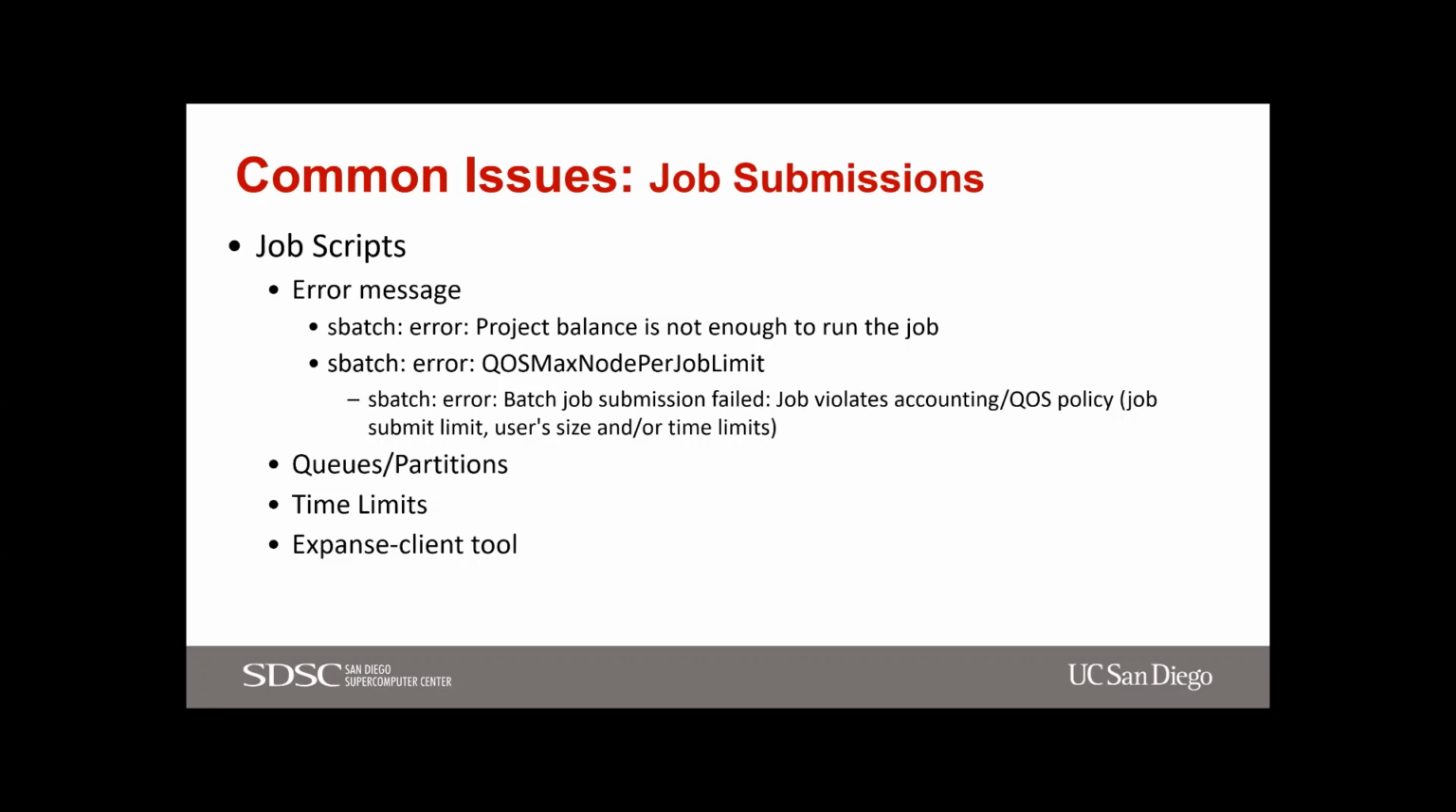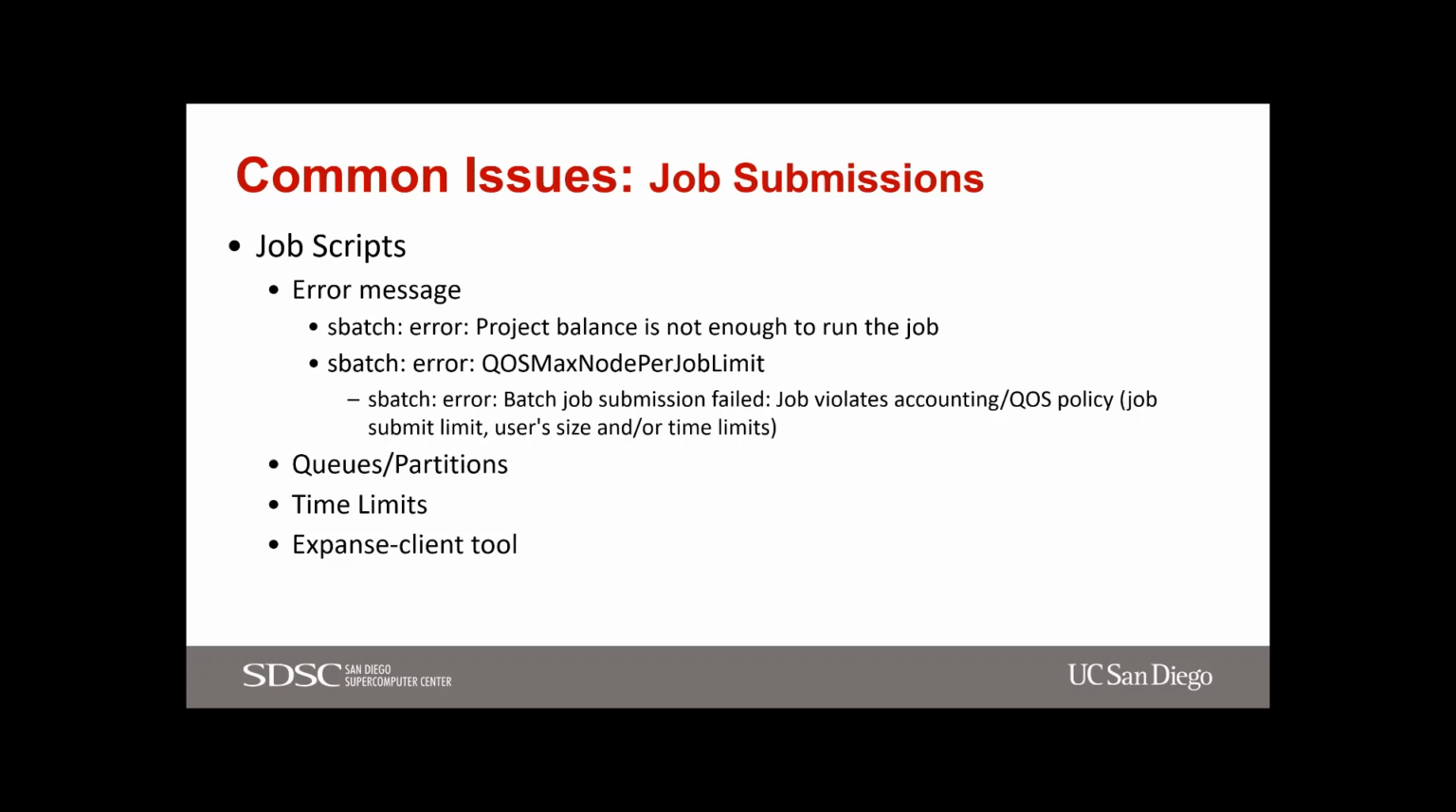So common issues have to do with job submissions. When you initially submit your job, if it pops back an error message, it will usually be 2 lines. The first line, the sbatch error, indicates the specific error message that you're getting, but you'll always get that second line too that says batch job submission failed, job violated something.